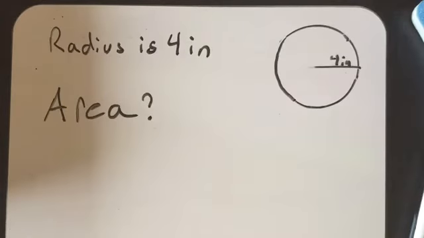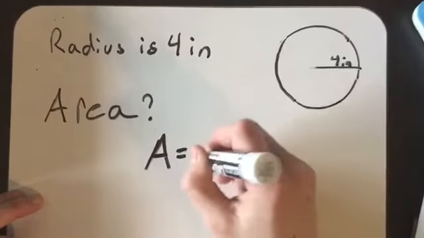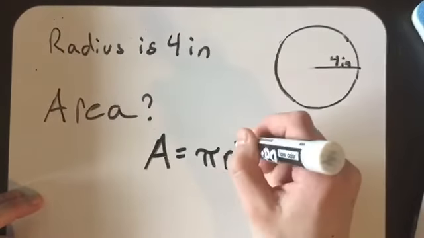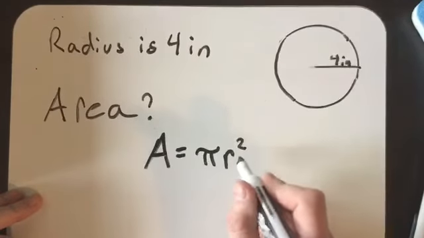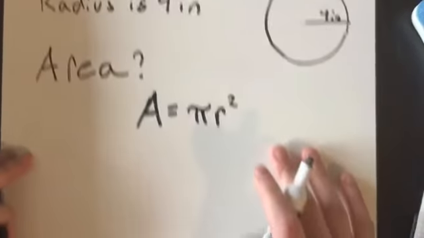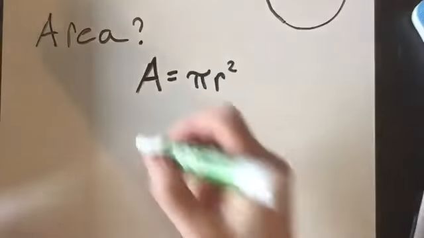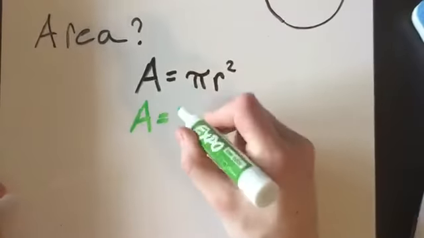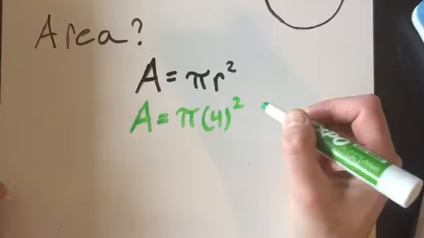Our last practice problem, same circle, radius is 4 inches, but this time we're asked to find the area. So that's space inside the circle, and this has a different formula. The formula for area of a circle is pi r squared. Area equals pi times the radius squared. We know the radius is 4. So we're going to substitute in. Remember, whenever we substitute in, we use parentheses. So area equals pi times 4 squared.